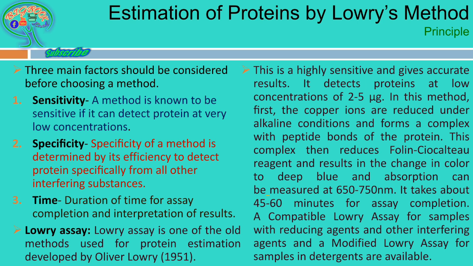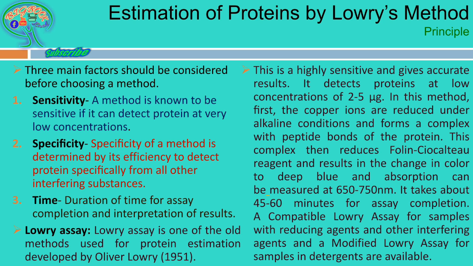Specificity of a method is determined by its efficiency to detect protein specifically from all other interfering substances. Within an experiment there will be a principle and a procedure which will be followed. In regular college labs, whether undergraduation, pre-university or +2, the experiments are ready-made, where a ready sample will be given and the estimation is done very easily.